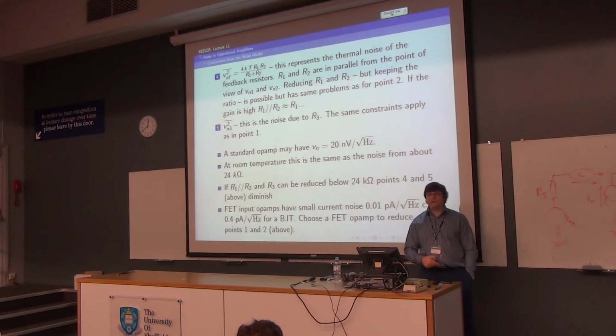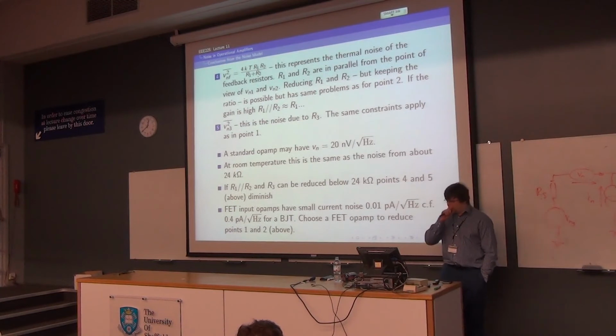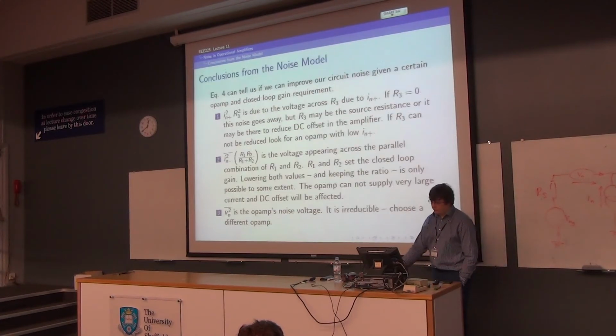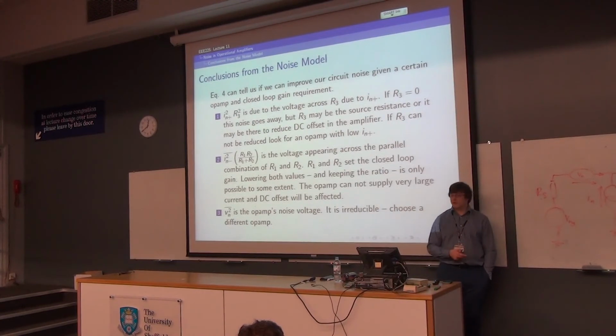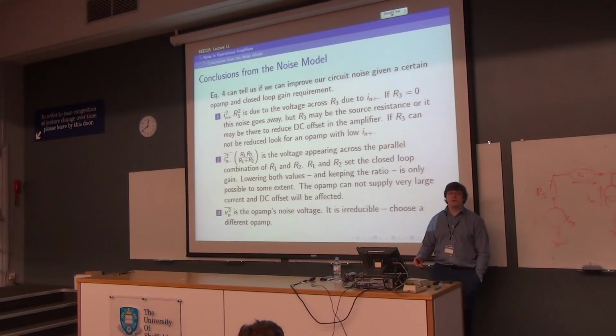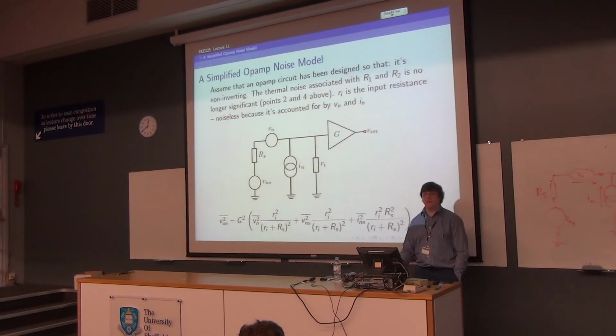And Vn squared 3 is the thermal noise of the resistor that's in series with the non-inverting input. And that may be there to deal with offsets, or it may not be there at all. The same constraints apply as in point 1, which is if R3 is 0 the noise goes away, if you need R3 to deal with your offsets or something else, then you can't really adjust its value. And therefore you can't change its noise.